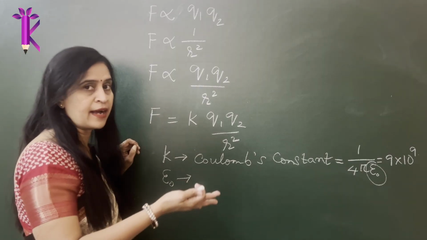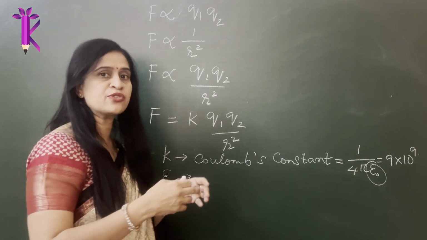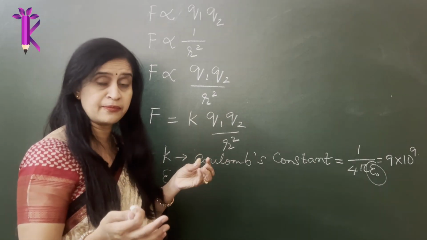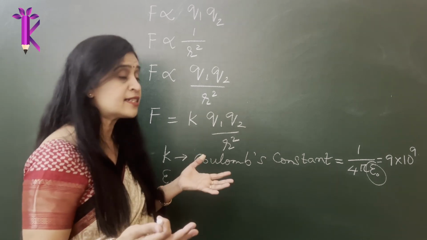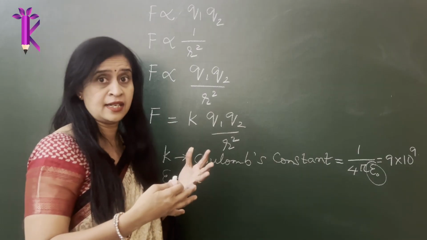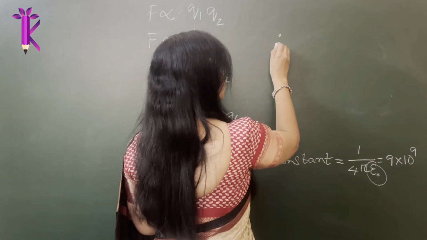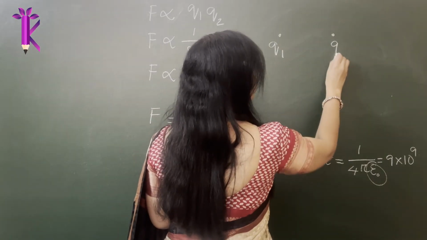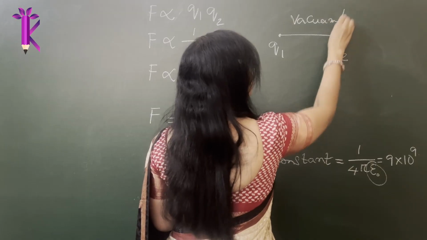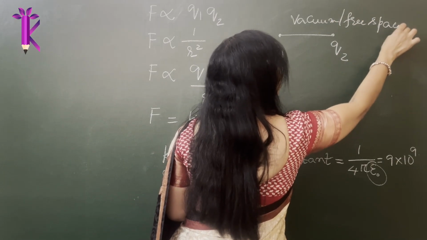You can't really remove the air out of a particular room and then place the two charges and try to measure the force between them. Obviously, there are no molecules to interfere between the two charges. So certainly, the ability of the medium to interact with the two charges actually reduces. So what I'm trying to say is, this is charge Q1 and this is charge Q2, and you're placing them in vacuum, right? So vacuum, in other words, we can also refer to it as free space. So what do you mean by vacuum or free space?